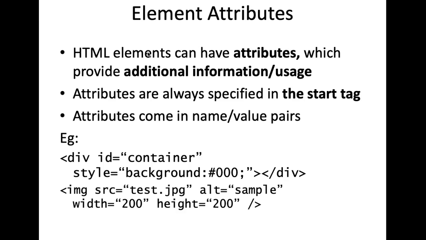So notice in the image tag, there is no closing tag. The image tag is one of those rare tags that actually is self-closing. So most come in pairs, some don't. But regardless, all attributes will be inside the opening tag. So in this case, we're showing they come in name value pairs. We have an example of a div ID, a div tag, and an image tag.